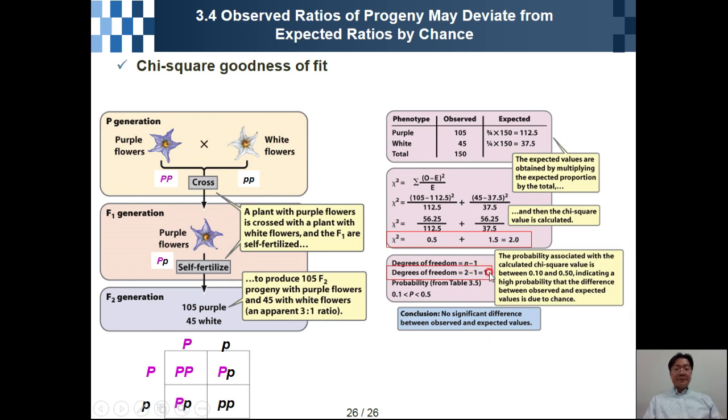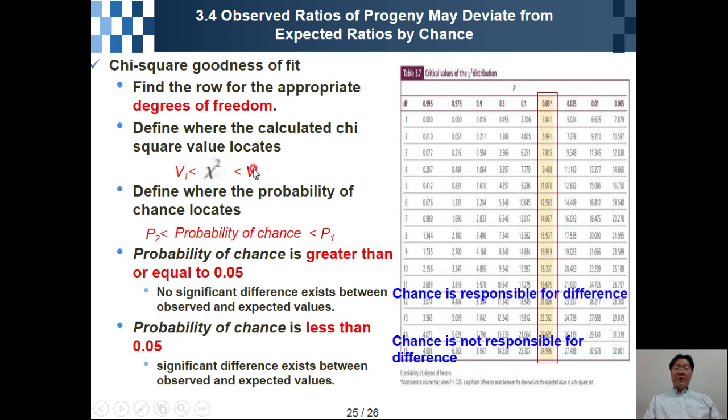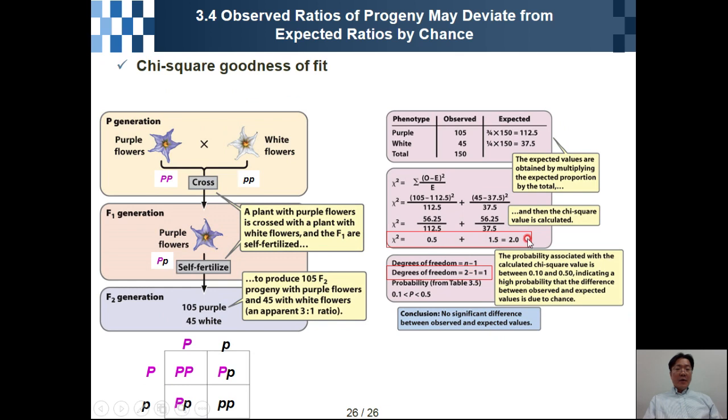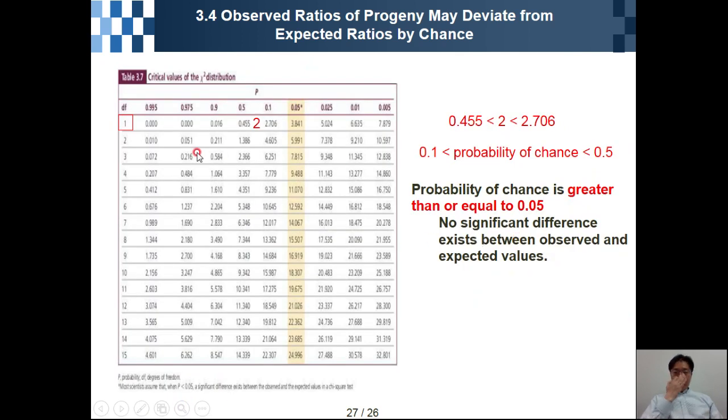Next, what do we have to do? We have to define where the calculated chi-square value is located. We calculated 2.0, so we have to know where this value is located. The degree of freedom is 1, so 2 is located between 0.455 and 2.706, like this, located here.